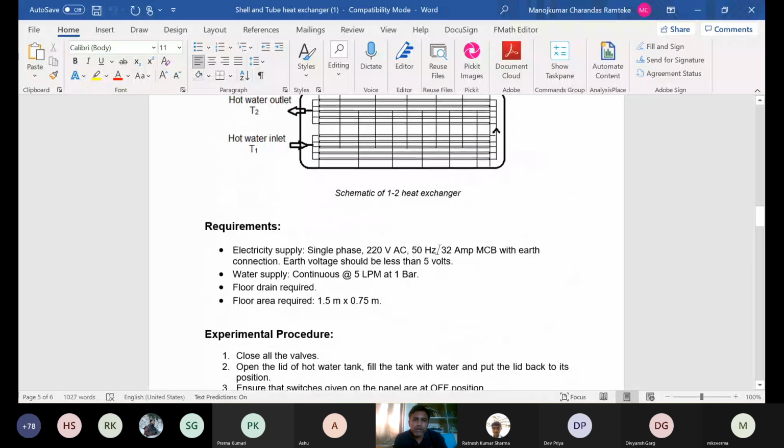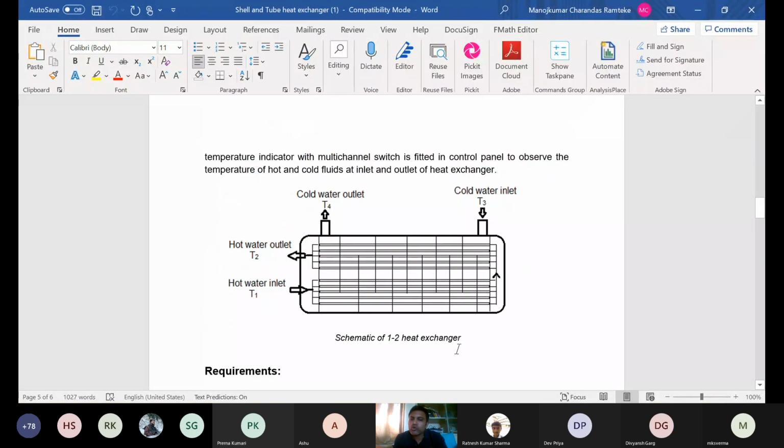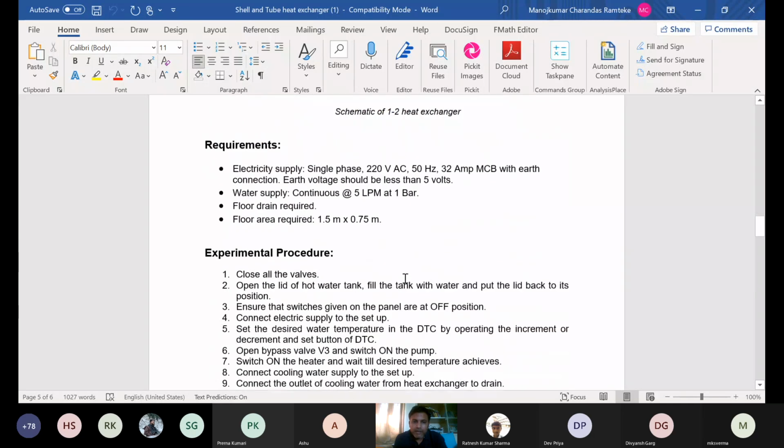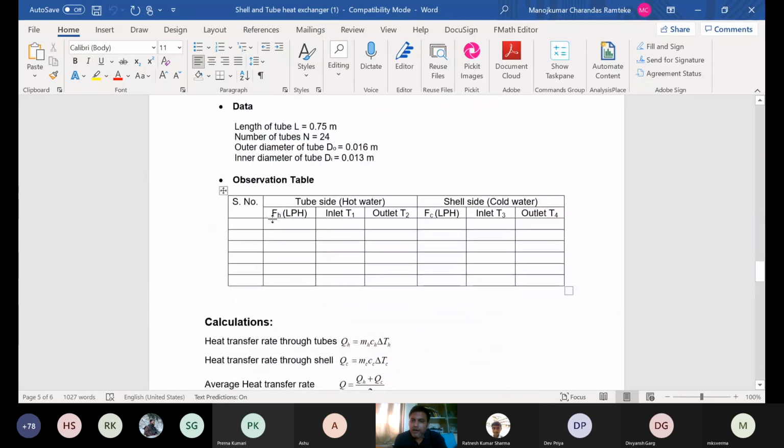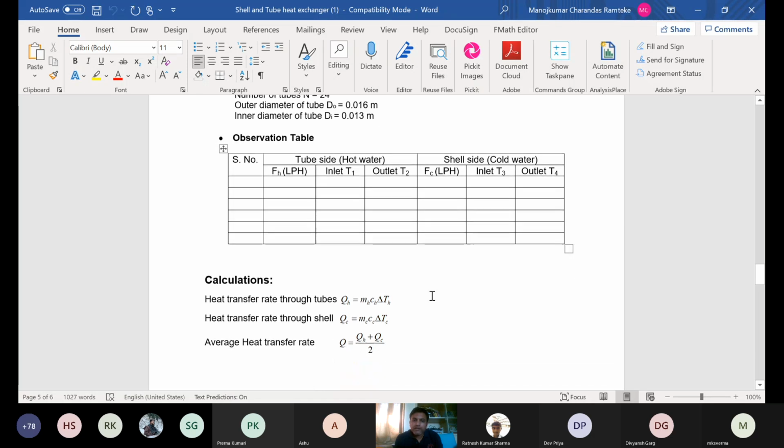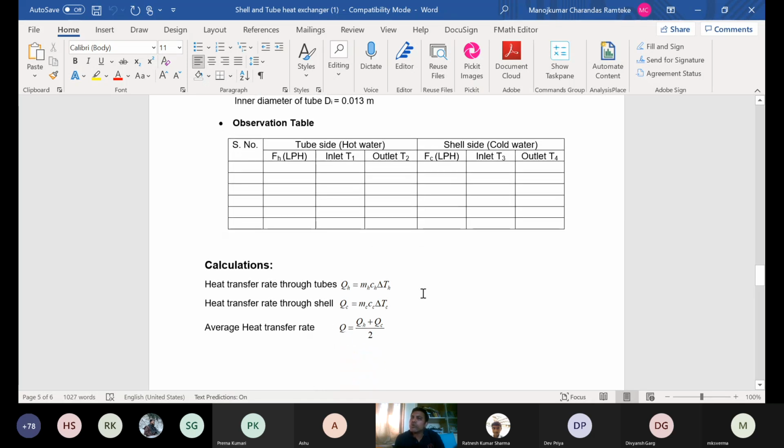Okay, so here, a 1-2 pass heat exchanger is what you have looked at in the video. There are 2 tube side passes and 1 shell side pass. Then in the experiment you are noting down these values: inlet and outlet temperature, and the flow rate. Similarly, for the cold water, you are noting down the flow rate and the inlet and outlet temperature.